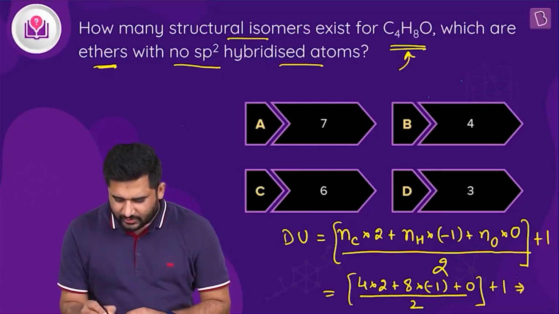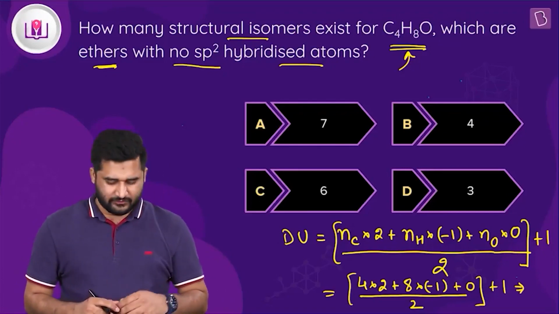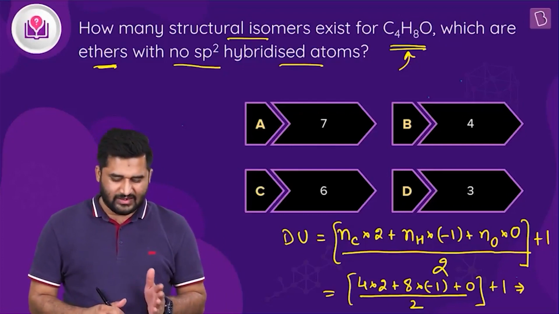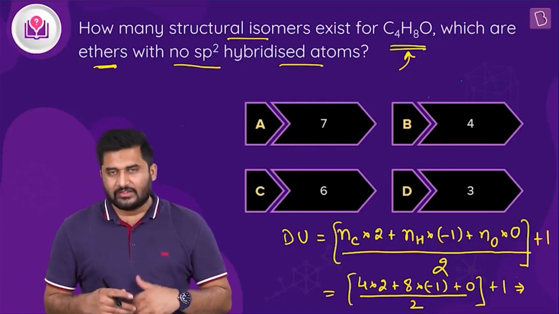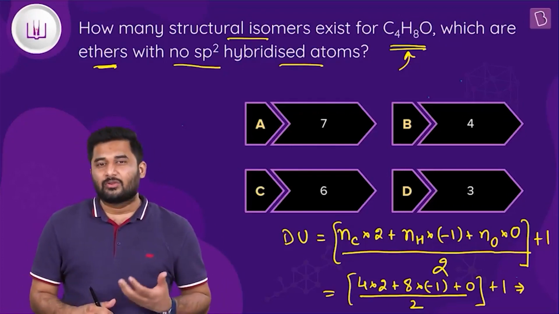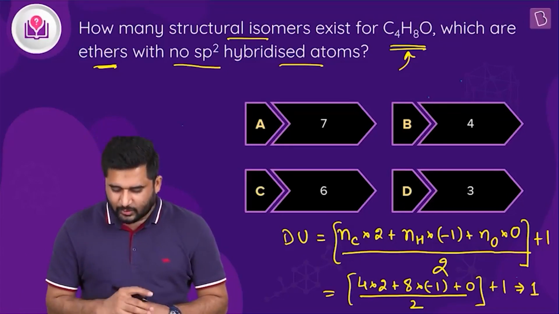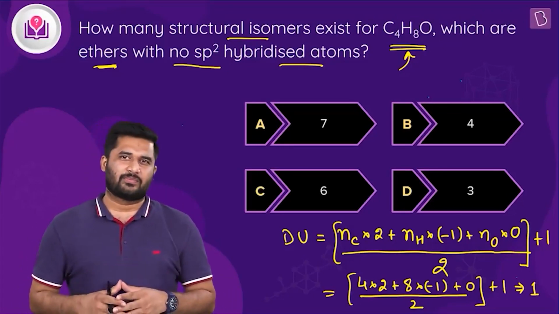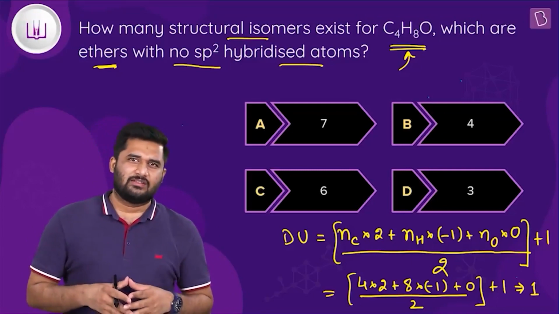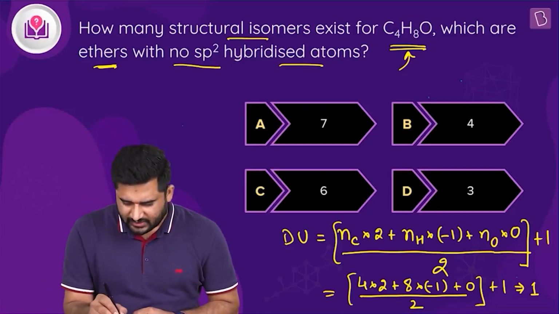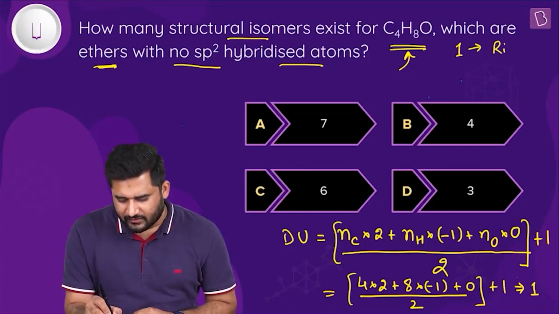So clearly you can see what is the value that we are getting. We know that 2 into 4 is 8, 8 minus 8 is 0, 0 by 2 is 0, then plus 1, that means the DU is coming out to be plus 1. Now what does it mean? Let me tell you. See, when you have DU equal to 1, then it means the molecule will either have a ring or it will have a pi bond.